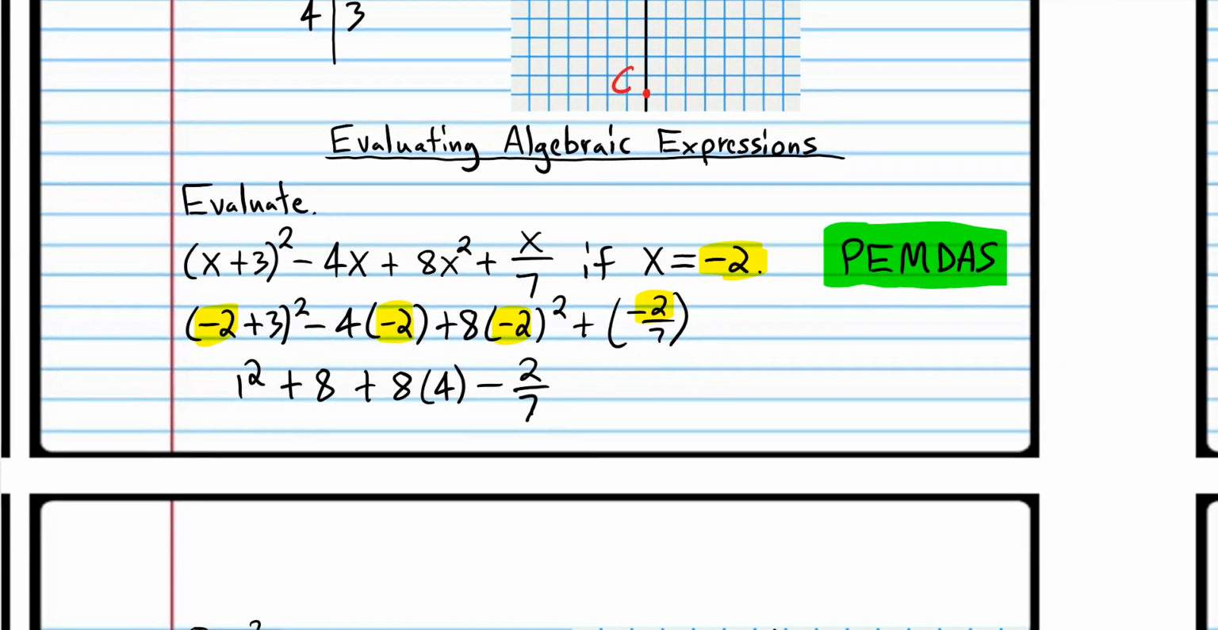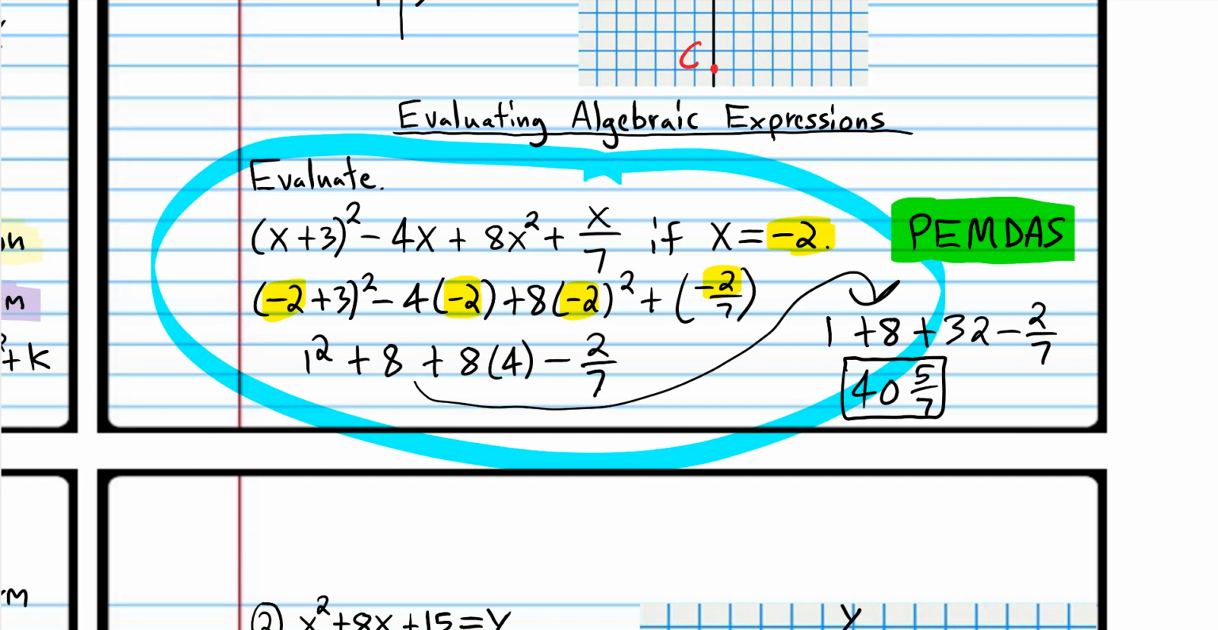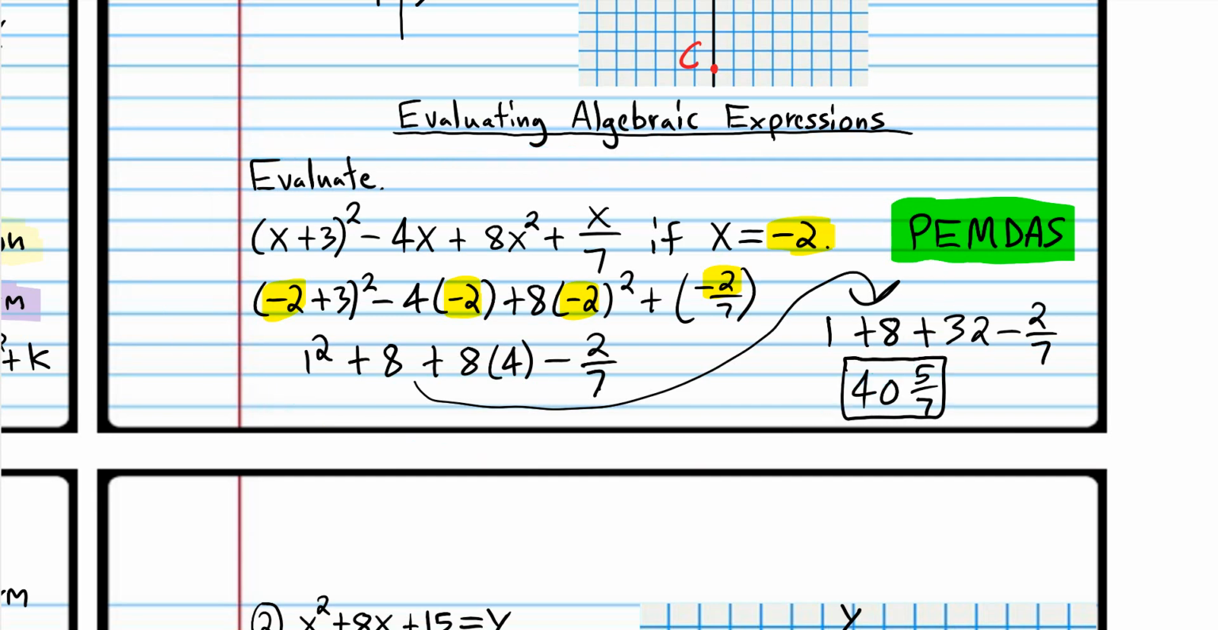All right, so now we're going to have to go up here. We're out of room. And 1 to the second power is just 1. 8 times 4 is 32. And now we just combine. 1 plus 8 is 9. 9 plus 32 is 41. 41 minus 2/7 is 40 and 5/7. And if you want to review mixed numbers, you can go to my arithmetic course. And if you want to review the whole concept of evaluating algebraic expressions, you can go to my pre-algebra course, and there's 2 classes on that.